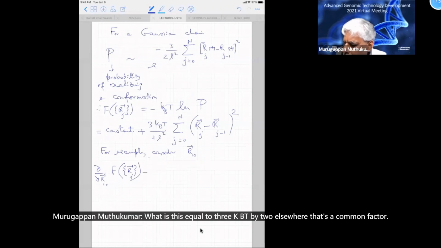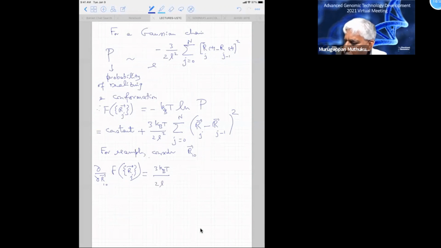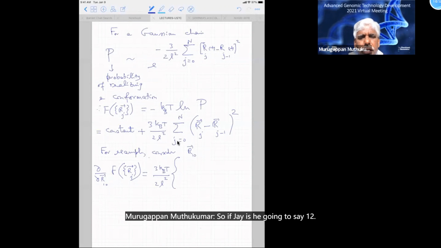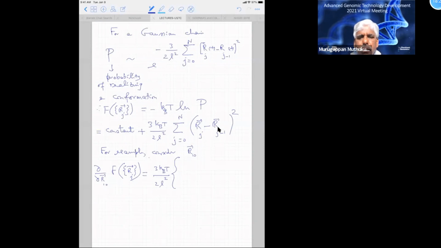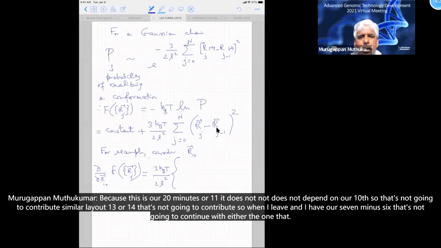What is this equal to? 3 kBT by 2L squared. That's a common factor. So let's work it out. If j in this summation is equal to, say, 12, I get R12 minus R11 squared. When I take the derivative with respect to R10, that term will not contribute because this is R12 minus R11. It does not depend on R10. So that's not going to contribute. Similarly, R13, R14, that's not going to contribute. Similarly, when I have R7 minus R6, that's not going to contribute either.